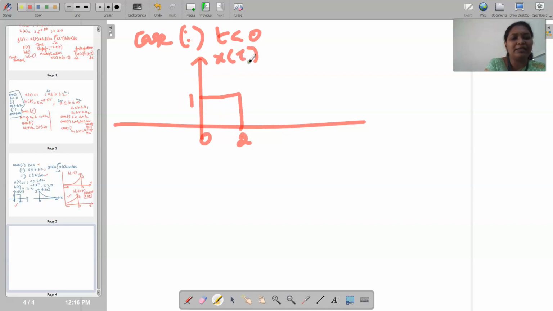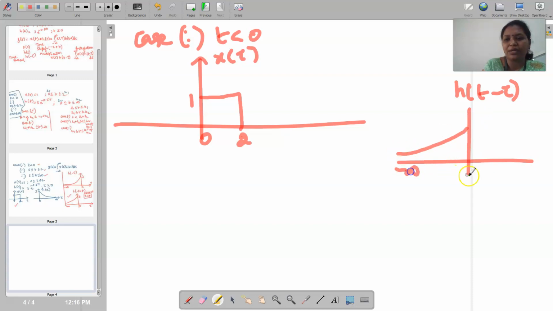Okay. And in the formula we need to multiply x of tau into h of t minus tau. Okay. So, we need to draw h of t minus tau. So, roughly if you want you can draw your h of t minus tau here. Okay. So, how it will be? It is looking like this, minus infinity to t. Okay. So, it is the h of t minus tau. First case, take t less than 0. Okay. So, let me consider t less than 0, let me consider t equal to minus 1.